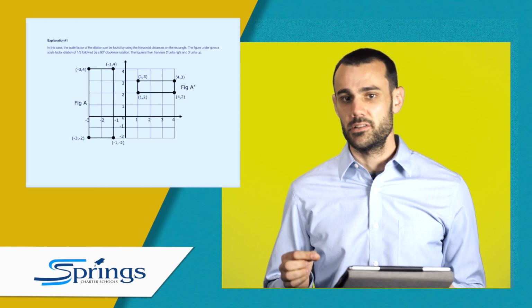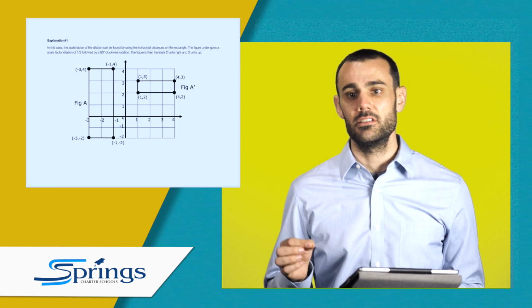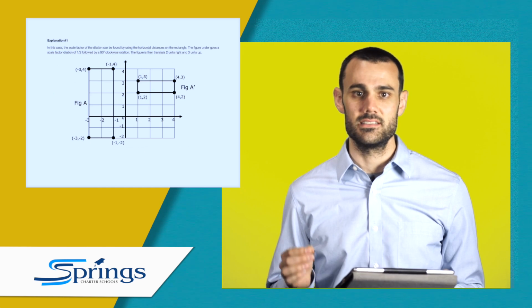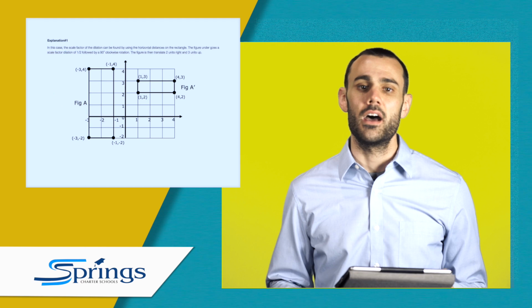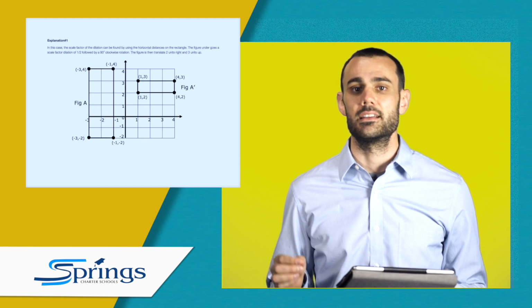But remember, we're really particularly looking at, is this a similar figure? And we can say with confidence these two rectangles are similar because they are the same basic shape, but they are not congruent because they are not the exact same size.